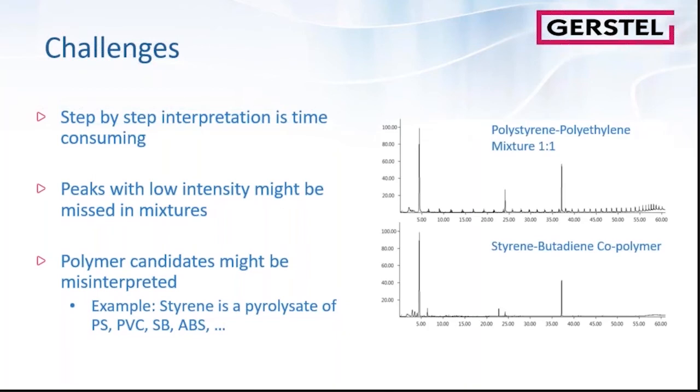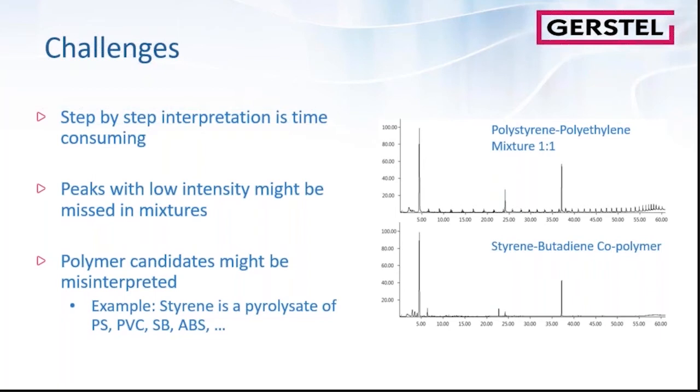The upper chromatogram is polystyrene, polyethylene, and a 1-to-1 mixture, and you see the 3 dominant peaks from polystyrene and the regular pattern from polyethylene. And although the mass for both polymers were the same, polyethylene is represented only with little peaks. And if you can imagine, if there would be less polyethylene in the sample, we might not see it.